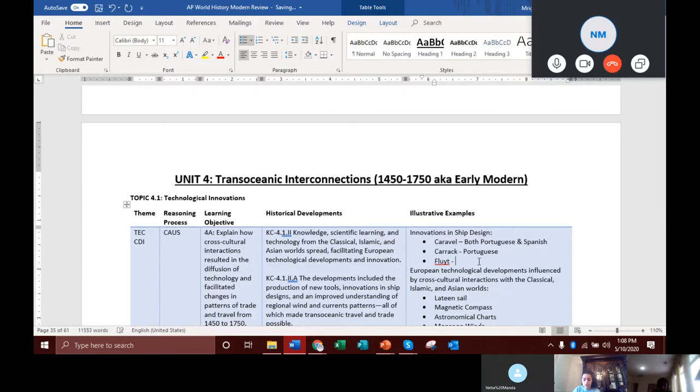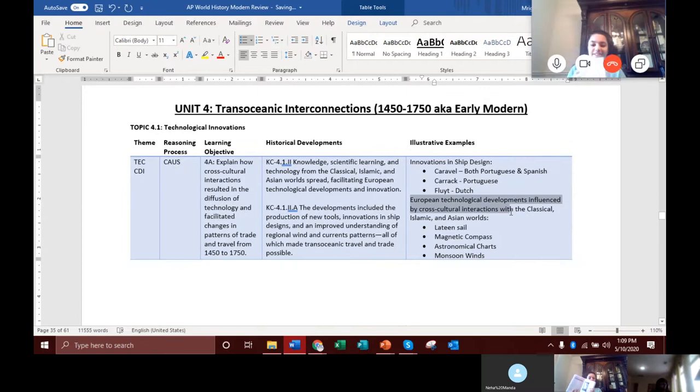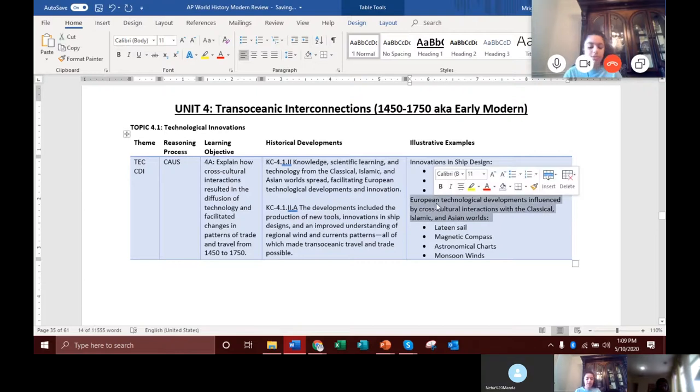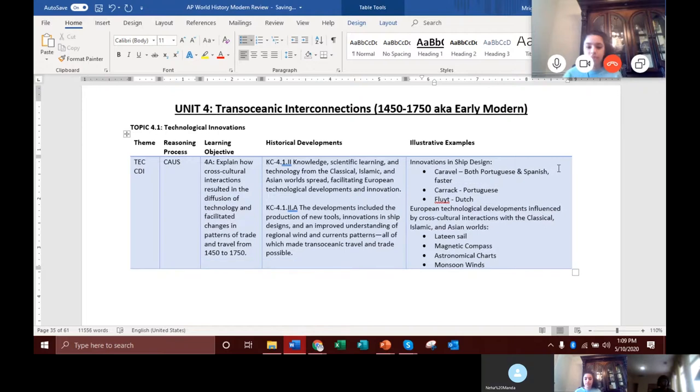And then Floyd was Dutch. Okay, yeah. And then I see this little spot in the Barents. And then it says the purpose: the caracks and flutes were used for trade, and the caravels were used for long voyages at great speed. So these were faster, and for longer voyages. And then these were used for trade, right? Yeah.